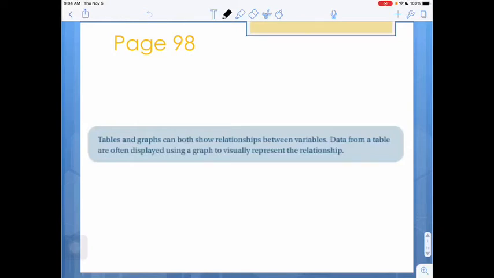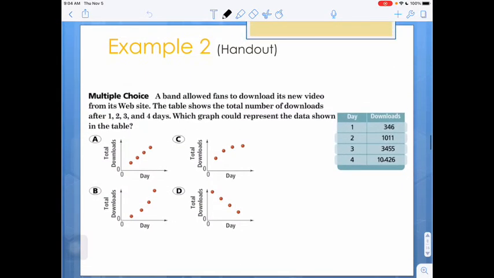Section 2.1, Example 2 on page 98: tables and graphs can both show relationships between variables. Data from a table are often displayed using a graph to visually represent the relationship. Example 2 says, a band allowed fans to download its new video from its website. The table shows the total number of downloads after 1, 2, 3, and 4 days. Which graph could represent the data shown in the table?